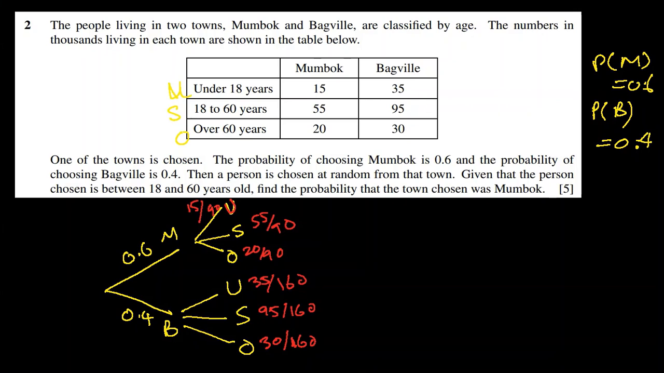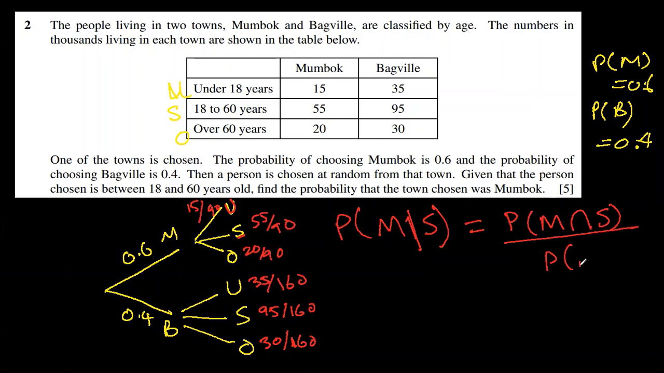Now the question is, given that the person is chosen from 18 to 60, that means this S group. Given means S will be after the given sign. What are they asking? Given that the person is from 18 to 60, that is S, find the probability that the town chosen is Mumbok. What is M given S? That is the probability they're asking. So the formula for conditional probability is the probability of M intersection S divided by the probability of 18 to 60 years old. Let's find the numerator first.